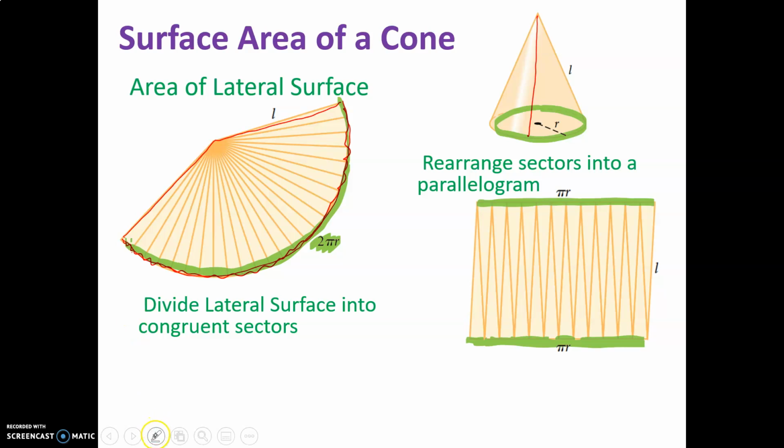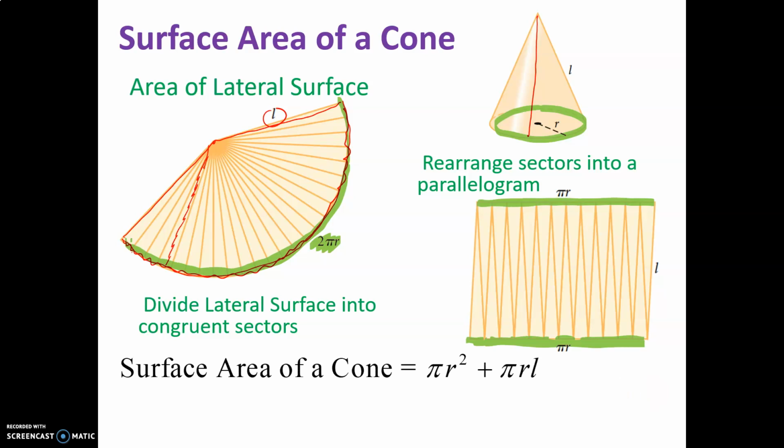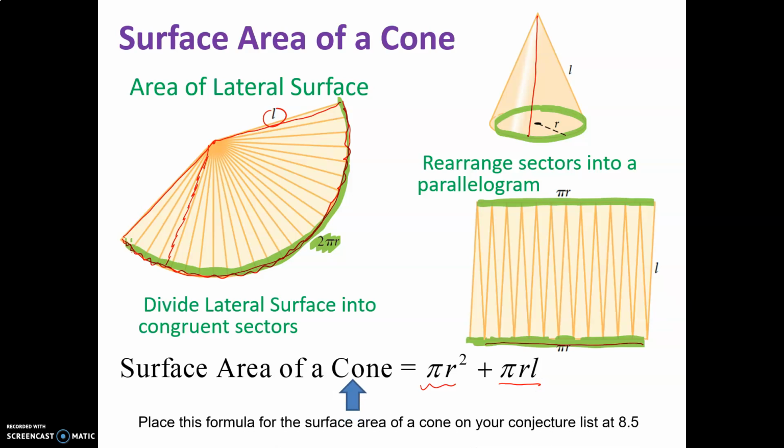And in this parallelogram, I have the base being pi times r, and I have the height going from here down to the other side. That's also going to be this L, which is that slant height again. So the surface area of a cone is, if I use the bottom, a circle, pi r squared, plus pi r times the height of L, pi r l. So also place that on your conjecture list at 8.5.